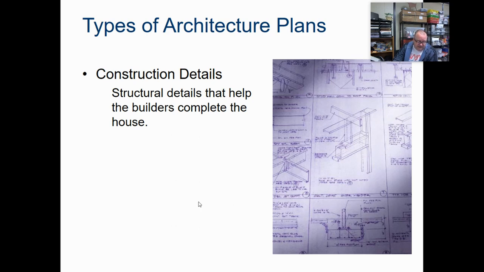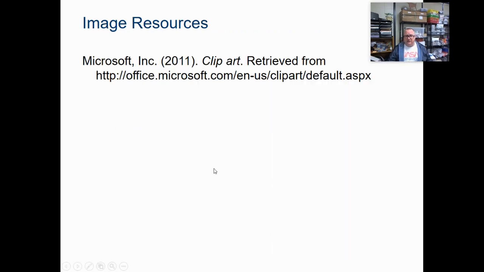Finally, I believe this is the last one, another type of architectural plan is construction details. I, again, have never seen one of these before, but structural details help builders complete the house, kind of how you're envisioning where the foundation is going to be, and how you're going to put things together so you have proper support. I'm sure it has to do with not just architecture, but some engineering.